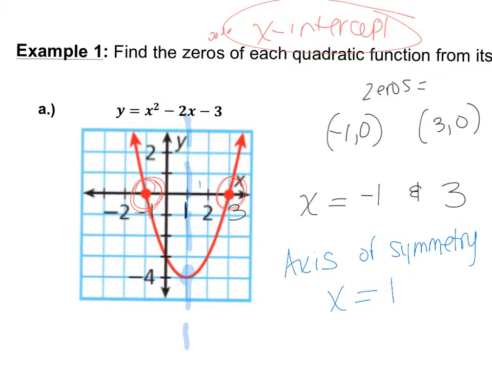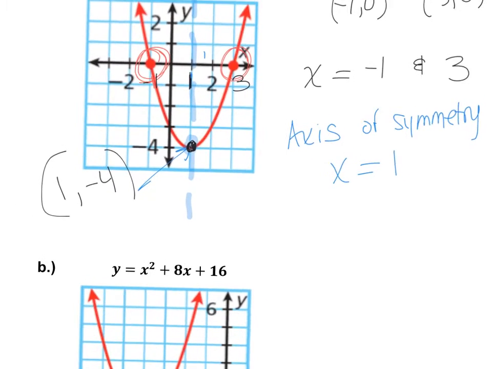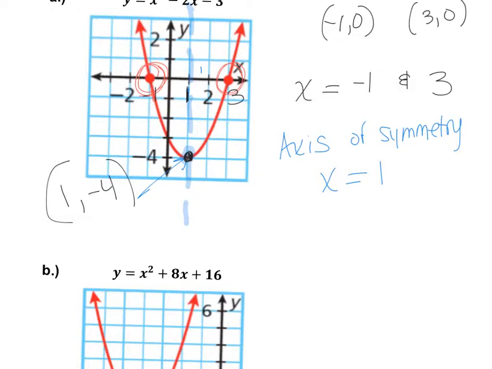Do you see that? What is the vertex? 1 and negative 4. 1 comma negative 4. So the vertex is this point right here, 1 comma negative 4. The axis of symmetry is the x equals equation that goes through the vertex.